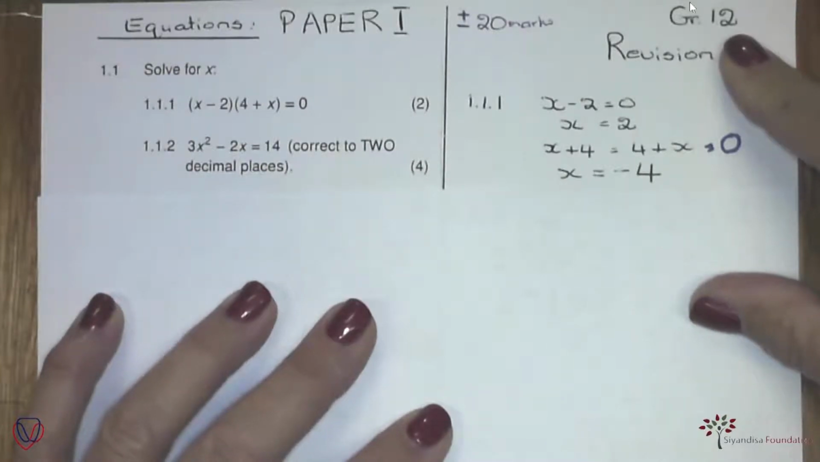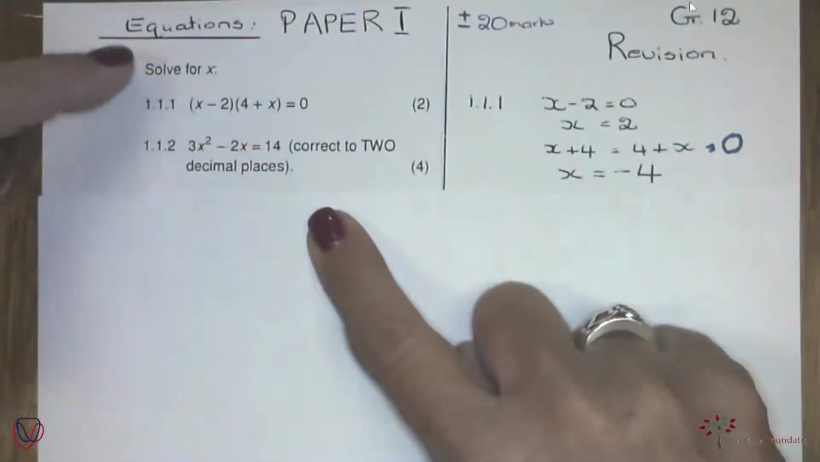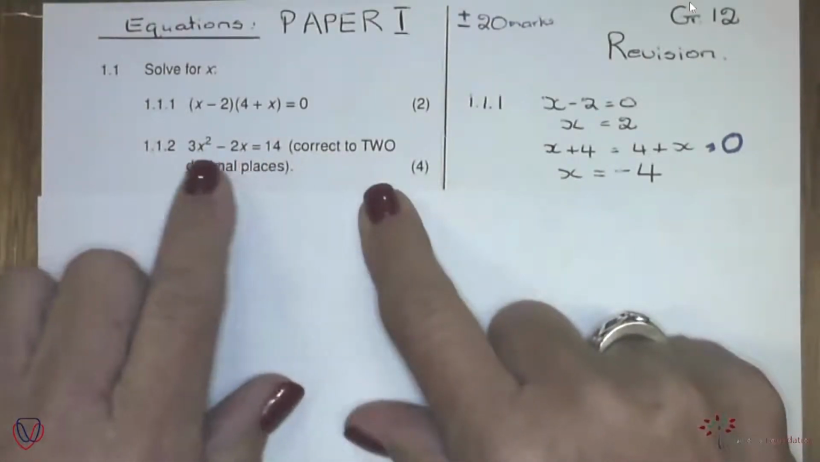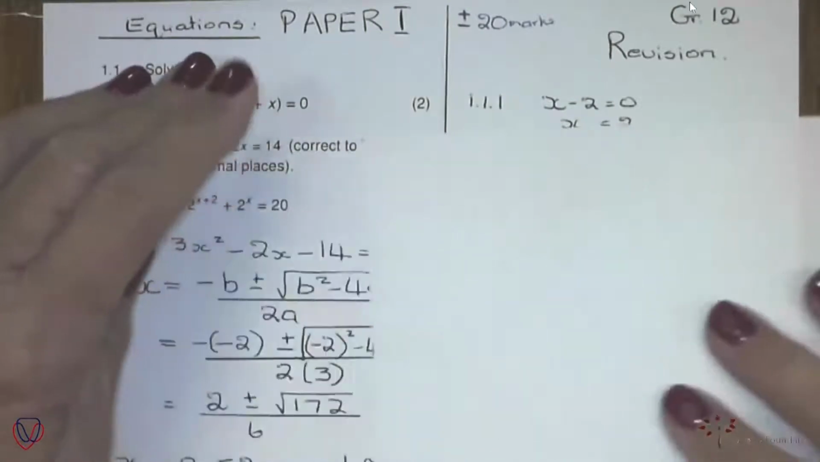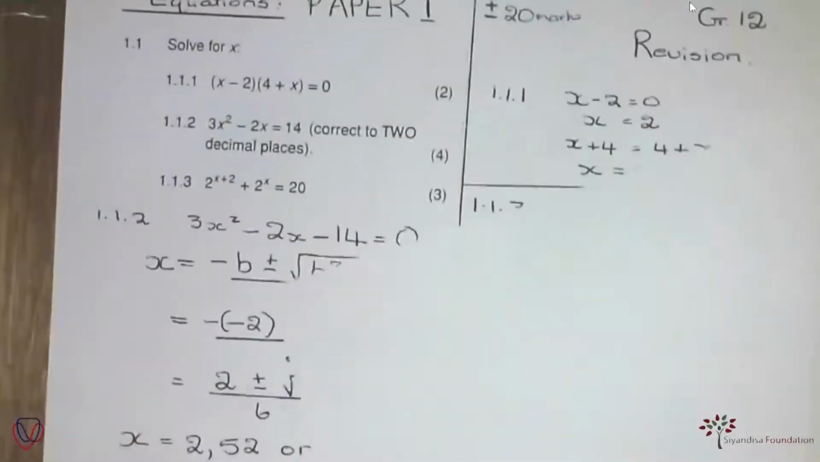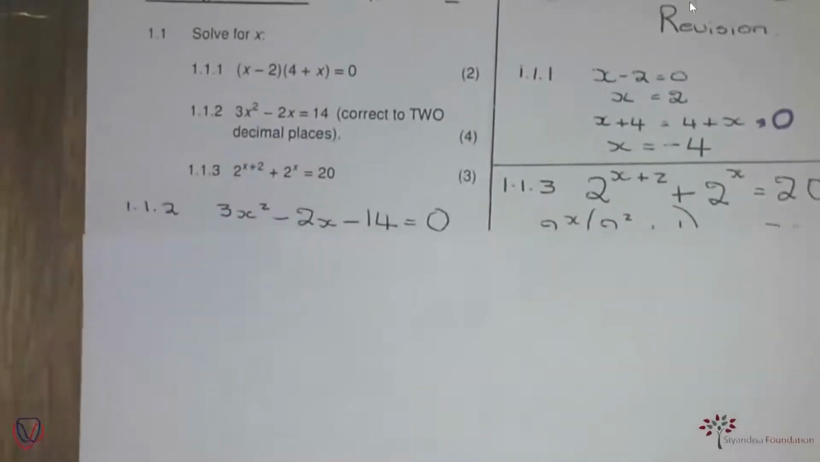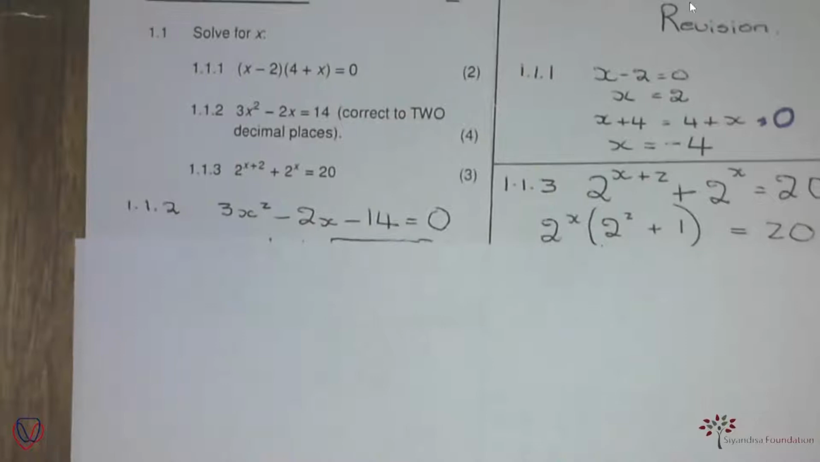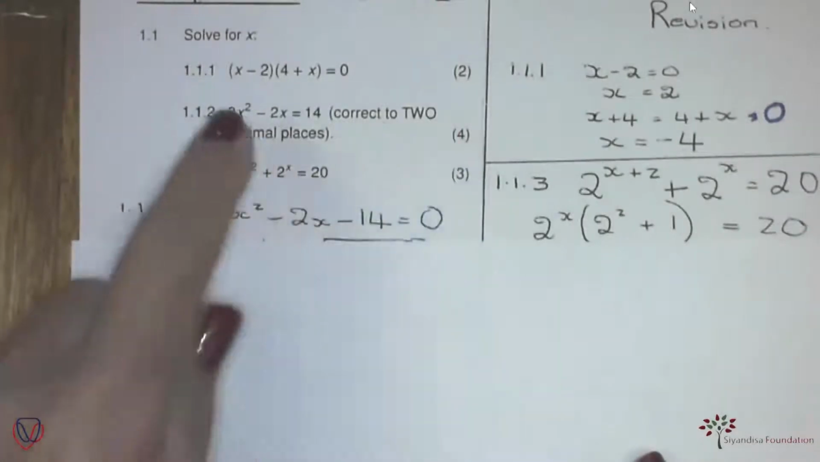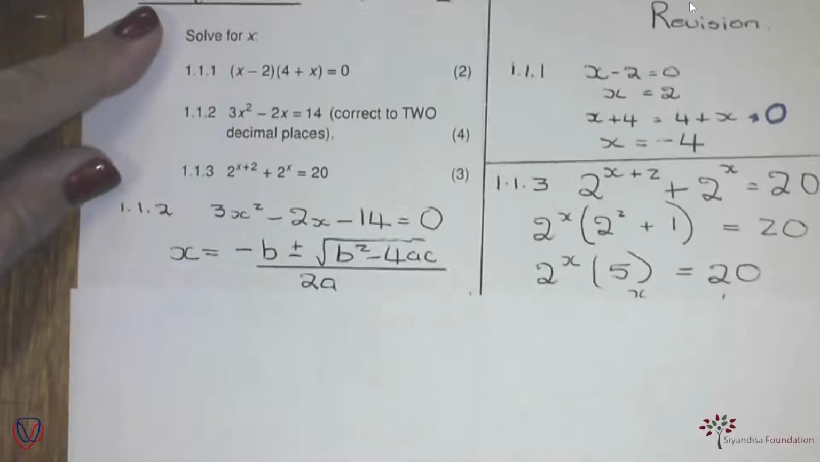The next question, 1.1.2. They said correct to 2 decimals. Solve for x. Correct to 2 decimals. Right, people? Again, this equation must be in standard form. I did it over there. Okay, 1.1.2. Solve for x, correct to 2 decimal places. Right, people, I wrote it in standard form. Then I decided on the formula.